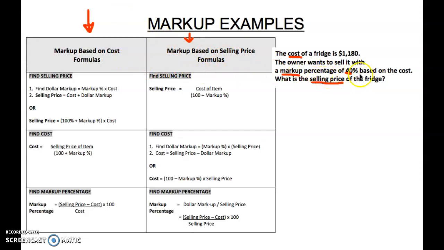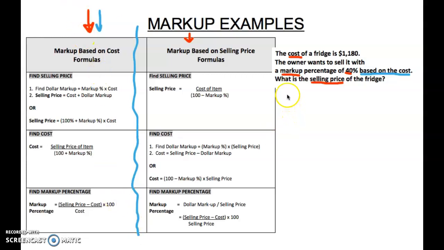Here I have an example, and I notice it is based on the cost. So I'm going to be using this section of formulas, and we'll see which one I need. Okay, the cost of a fridge is $1,180. The owner of the store wants to sell it with a markup percentage of 40% based on the cost. What is the selling price of the fridge?